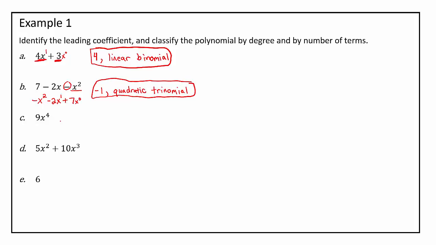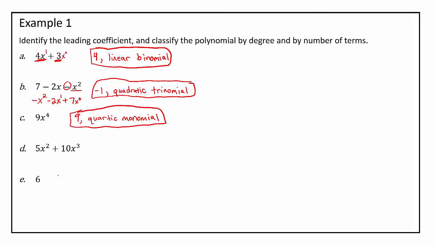C only has 1 term, and so it must be in standard form because there's no way to rearrange it. That means that the 9 in front is our leading coefficient, and our degree, which is 4, makes this a quartic monomial. Monomial because there's only 1 term, quartic because our exponent is the 4th power.